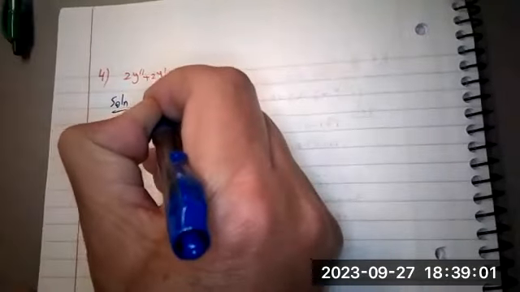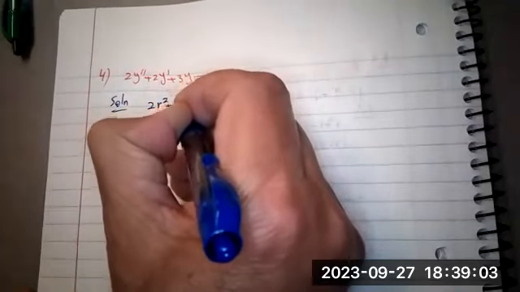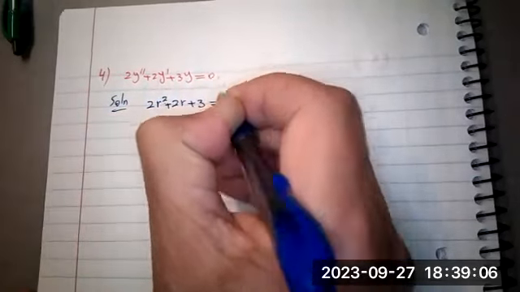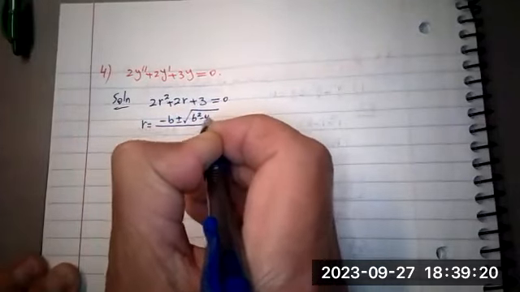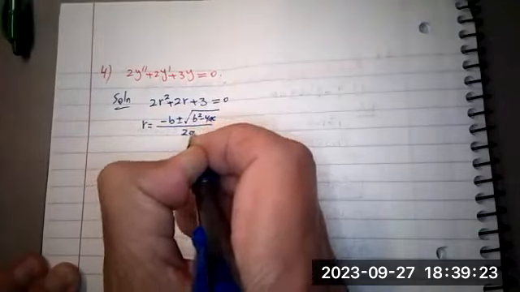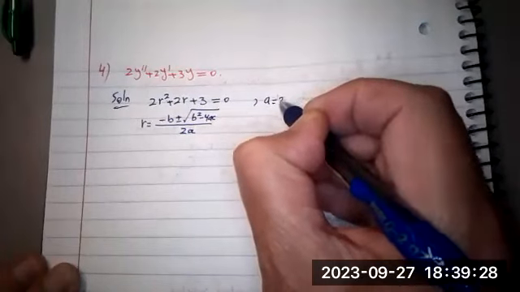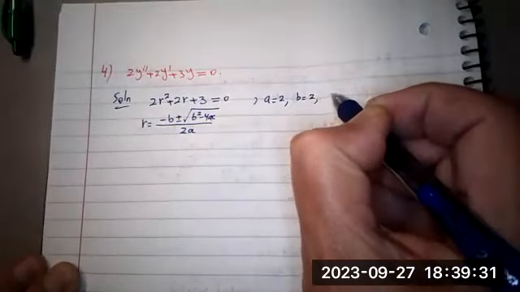Okay, so this is going to be the case. We have 2r squared plus 2r plus 3 equal to 0. You have to use the quadratic formula to solve it. Quadratic formula: negative b plus or minus the square root of b squared minus 4ac, divided by 2a. You substitute, you know that a is 2, b is 2, and c is 3.